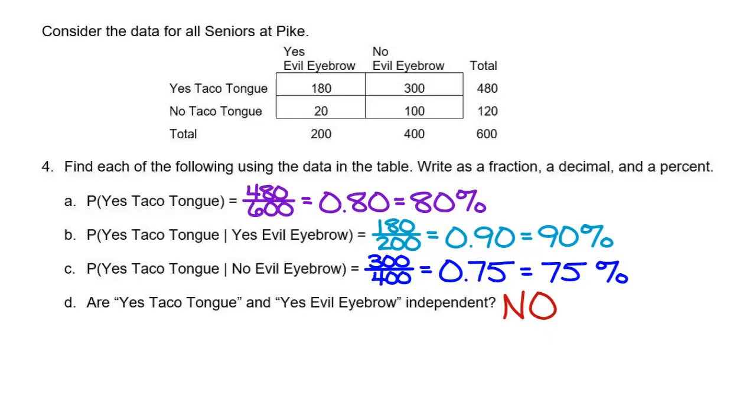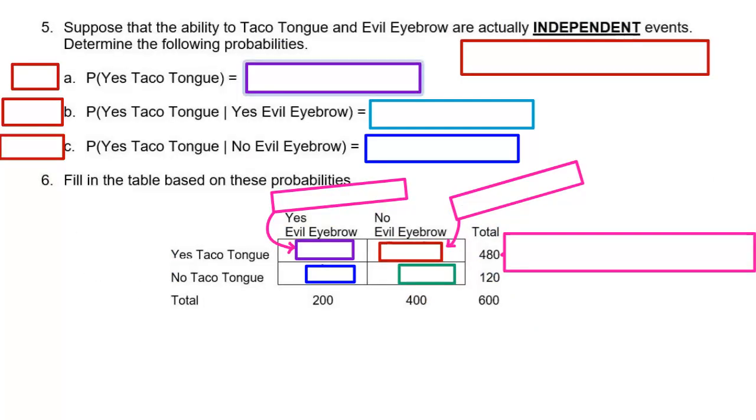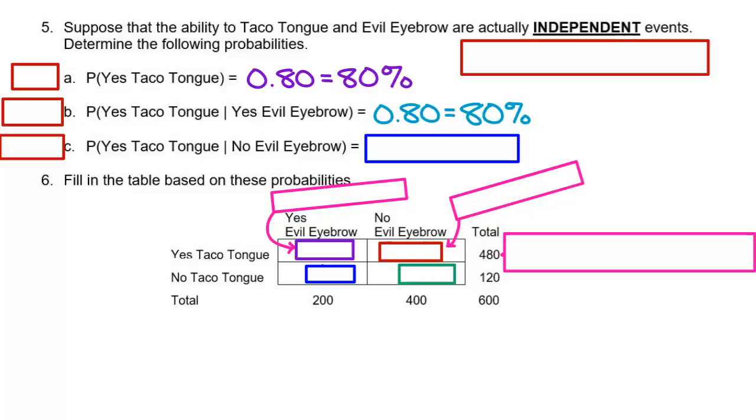What would these look like if they were independent? They'd all be the same. That's what we're looking at on number 5 now. Yes taco tongue would be 80%. Yes taco tongue given yes evil eyebrow would also be 80%. Yes taco tongue given no evil eyebrow would also be 80%.